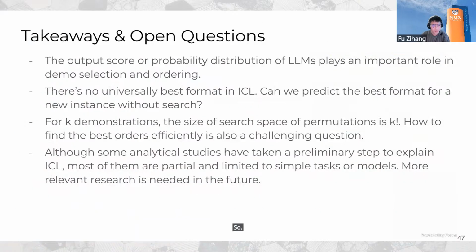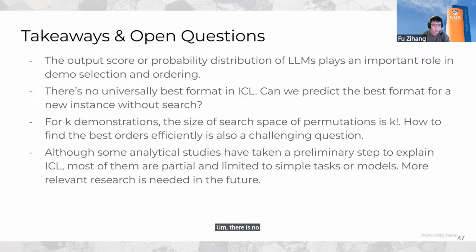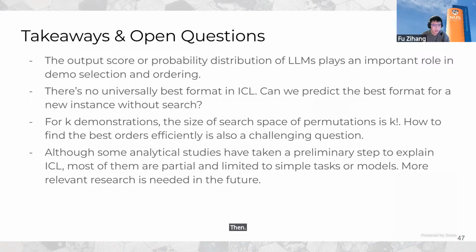So here are takeaways and open questions for my part today. The output score or probability distribution of the LLM plays an important role in demo selection or ordering. And there is no universally best format in ICL. Can we predict the best format for a new instance without search? Then for K demonstrations, the size of the search space of permutations is K factorial. How to find the best orders efficiently is also a challenging question.